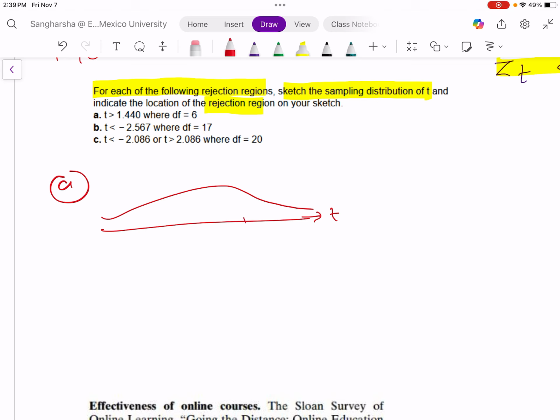So let's say our T is 1.440 here. So if our T is greater than 1.440, it means if T is on the right side here, then we reject our null hypothesis. So this is our rejection region.